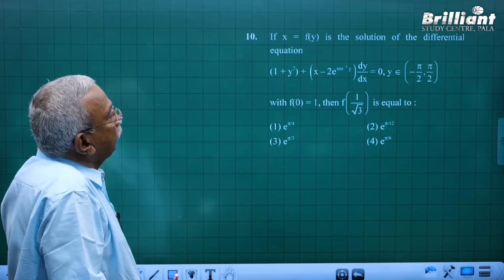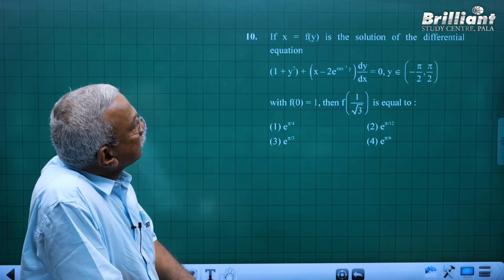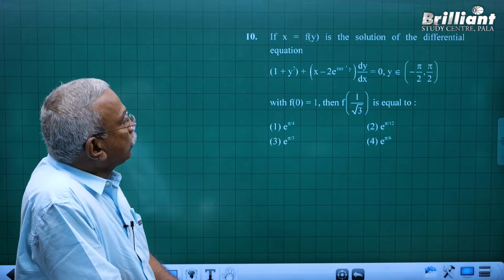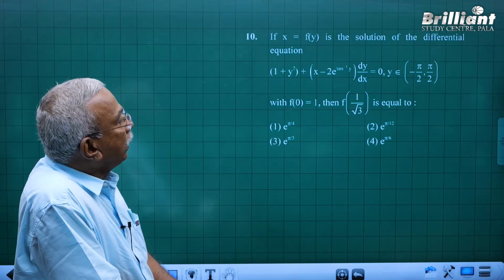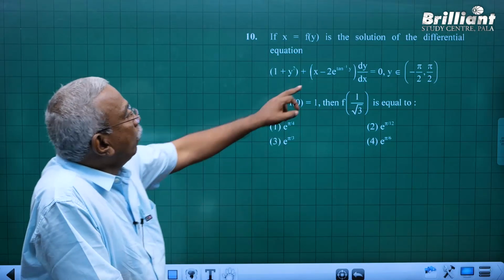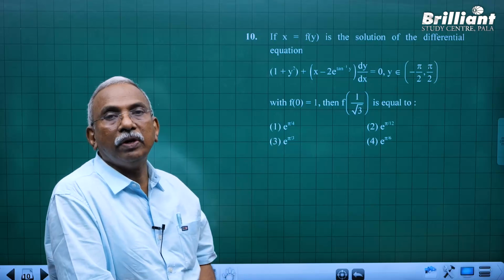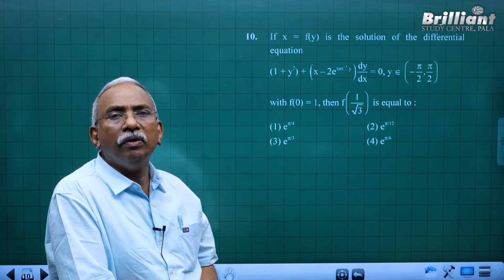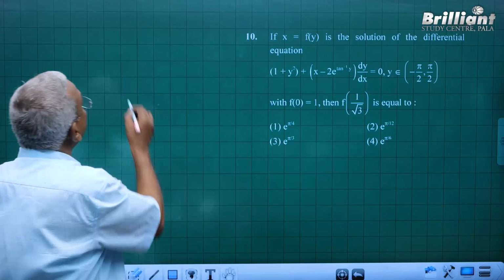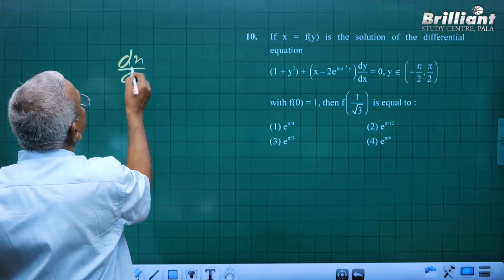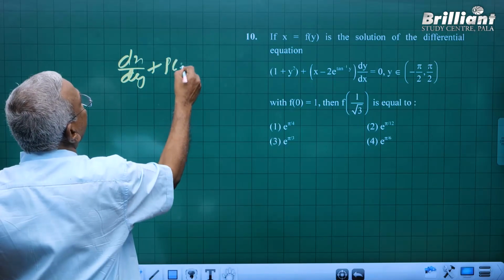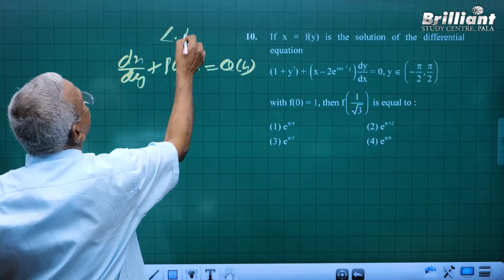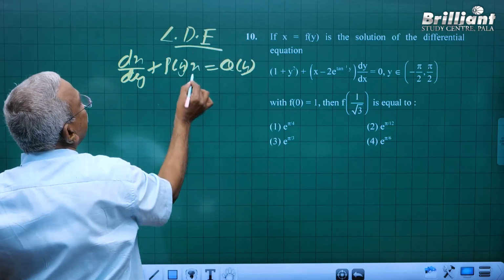Now question number 10. If x is equal to f of y is a solution of the differential equation (1 plus y square) plus x into 2 e raised to tan inverse y into dy by dx is equal to 0. Listen, only one x variable is there. Whenever it is only one x variable and the rest of them are y, it is a linear equation with variable x. That is in the form dx by dy plus some p of y into x is equal to q of y. This is the form of linear differential equation, but the variable is x.